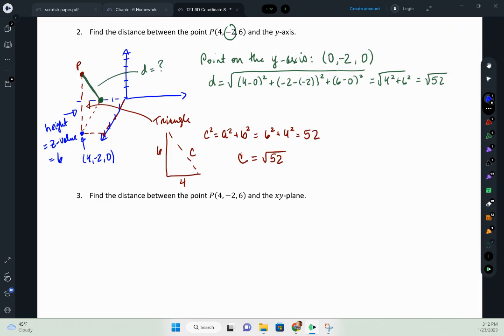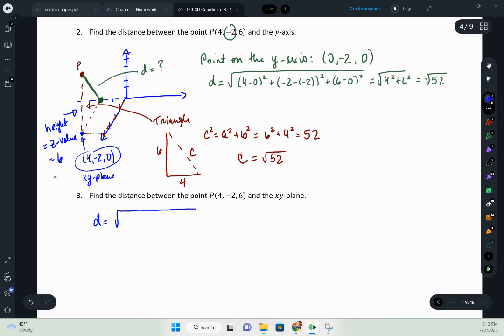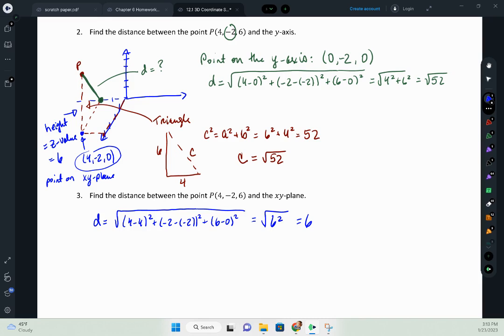So I could use the distance formula, and the distance will be the distance between the point P and this new point that I found on the xy plane. Okay, so then I get 4 minus 4 squared plus -2 minus -2 squared plus 6 minus 0 squared. Well, that just simplifies to the square root of 6 squared, which is 6. And that's the same as the height of the original triangle, or the original drop, okay?